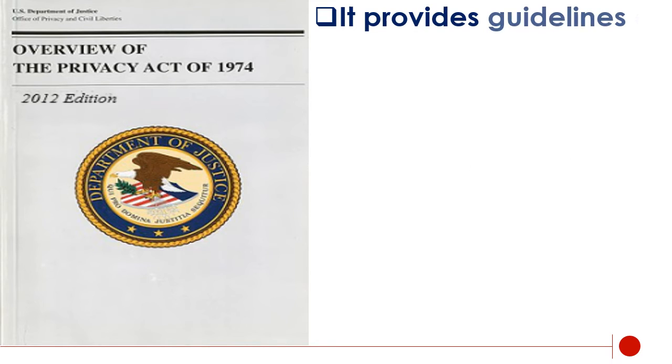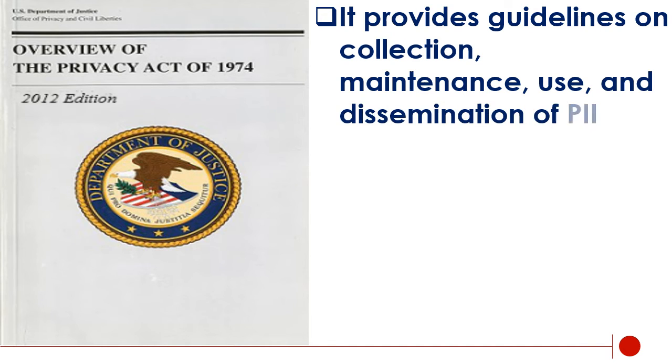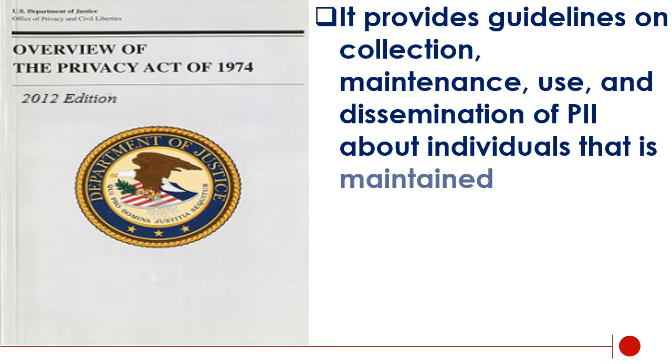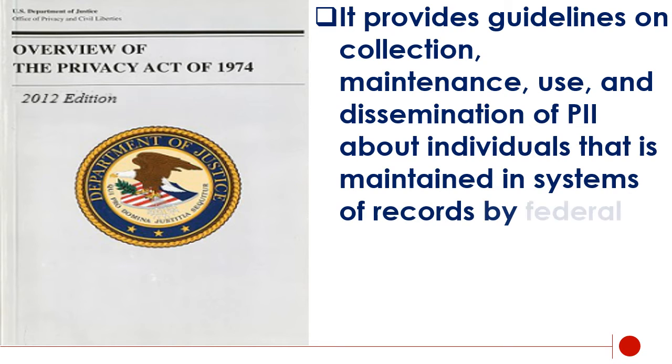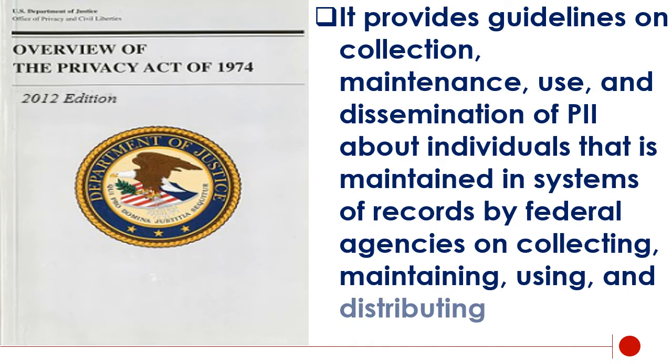The Federal Privacy Act of 1974 affects any computer that contains records used by a federal agency. It provides guidelines on collection, maintenance, use, and dissemination of PII about individuals that is maintained in systems of records by federal agencies on collecting, maintaining, using, and distributing PII.